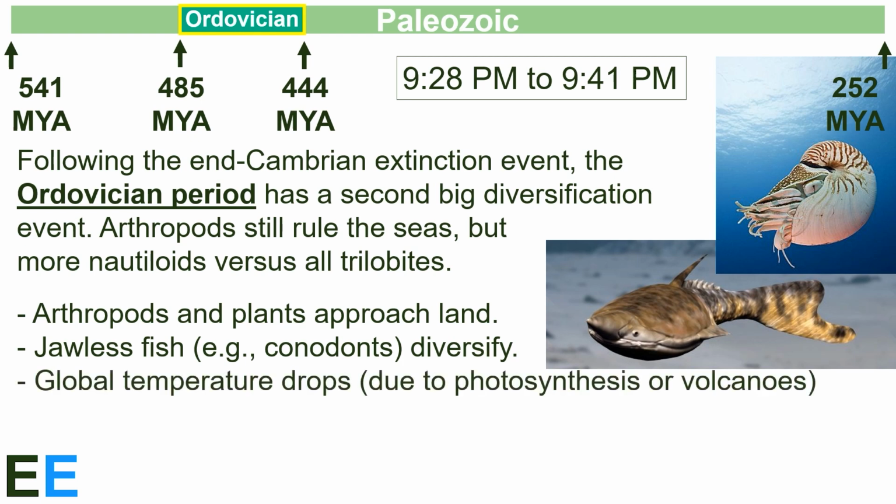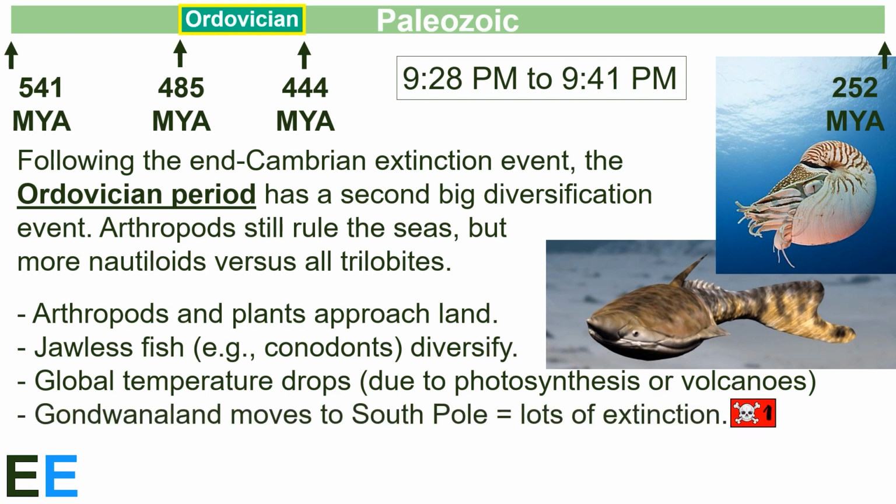Late in the period, the global temperature drops. The best guesses are that this was due to cumulative effects of photosynthesis or volcanoes spewing out lots of clouds. In addition to this, Gondwanaland moves to the South Pole, which results in lots of extinction of everything on land as it gets completely covered in ice. This extinction event is regarded as the first of the 5 major extinction events in Earth's history.